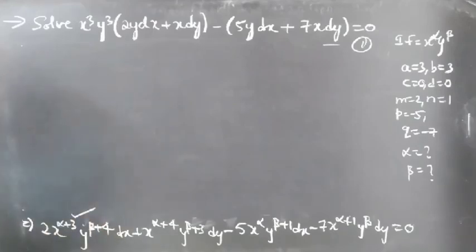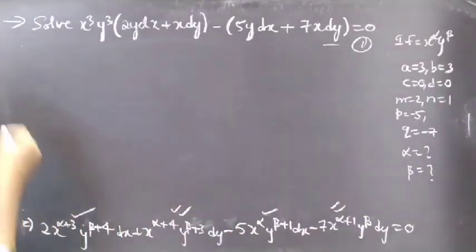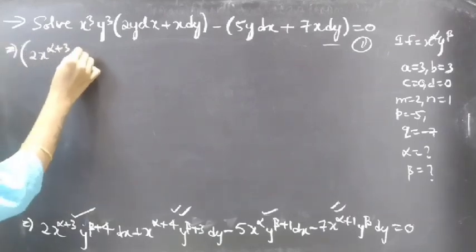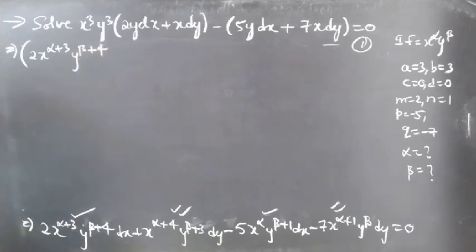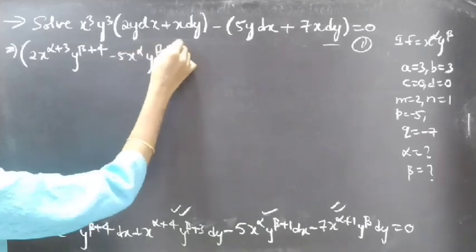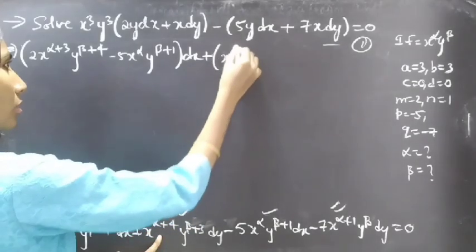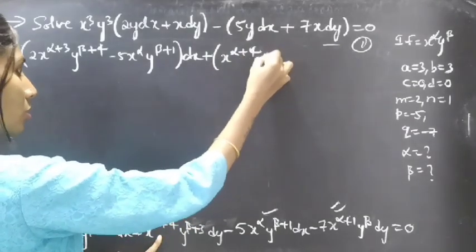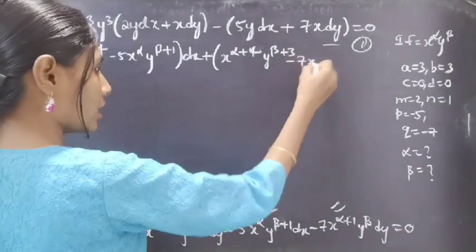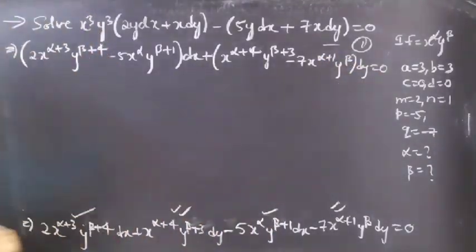Now take dx common from the first term and the third term, and dy common from the second term and the last term. We'll get (2x^(α+3) y^(β+4) − 5x^α y^(β+1)) dx + (x^(α+4) y^(β+3) − 7x^(α+1) y^β) dy = 0, right?